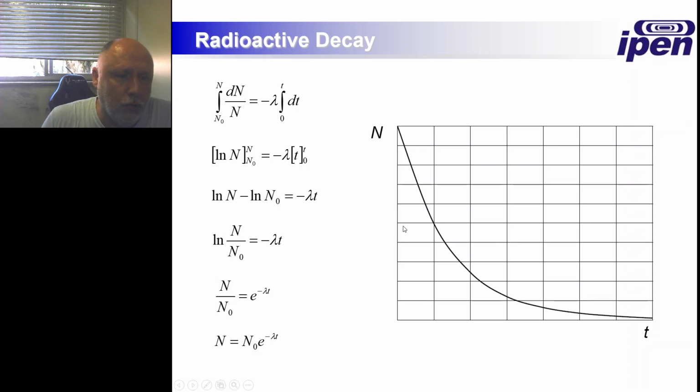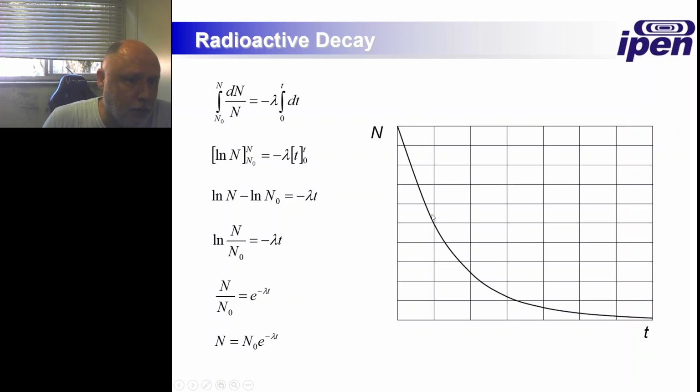There's always a certain amount of time in which the number of atoms will decay by half. But then if I wait another such time, it will decay by half again, right? Because that's the nature of the exponential.